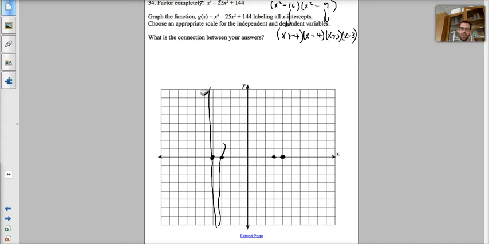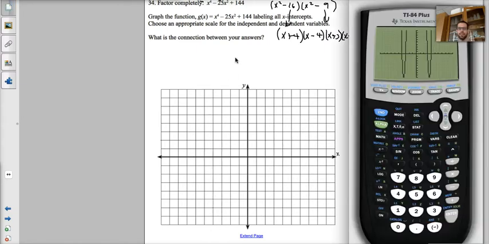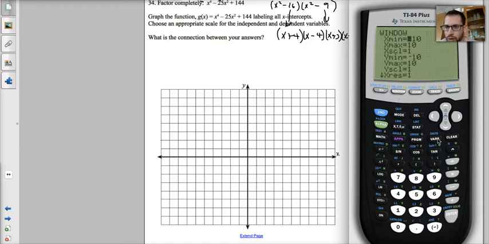Oh, it says choose an appropriate scale. All right, I need a better scale. I can't really see anything here. What are my minimums? I'm going to just play around with this a little bit. I think the X scale is fine. I think the Y scale should probably be changed. Well, I want it to be symmetrical. So the y-intercept is all the way up here at 144. So I'm going to make my y max like 150. I'm going to make my y min negative 150 just so it's nice and even. And I'm going to count by 20s.